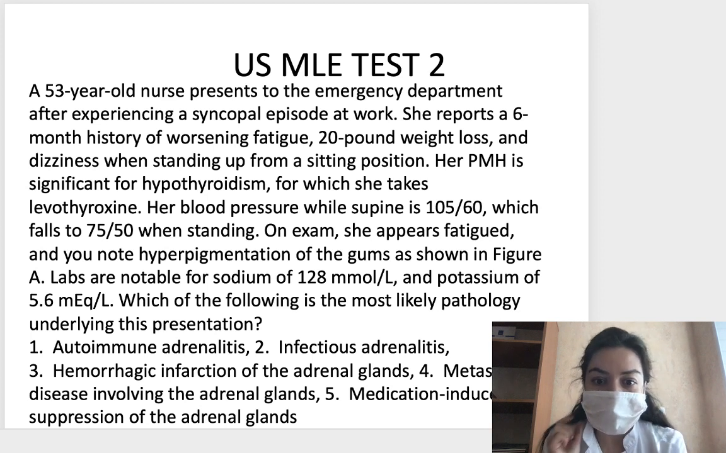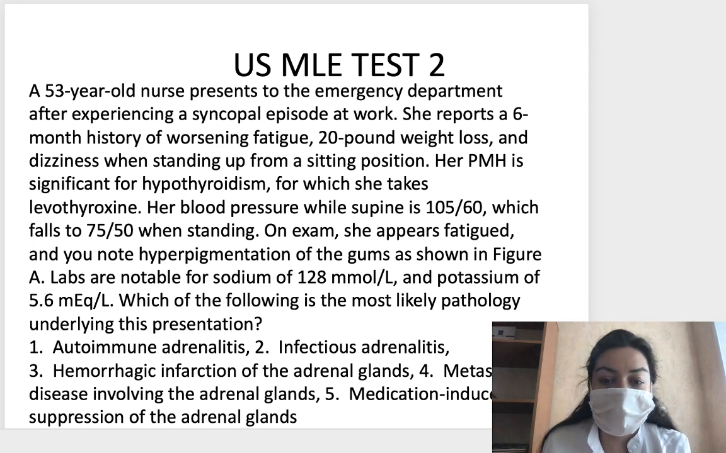On exam, she appears fatigued, and you note hyperpigmentation of the gums as shown in the figure. I don't have the figure here. Labs are notable for sodium of 128 millimoles per liter and potassium of 5.6. Which of the following is the most likely pathology underlying this presentation?